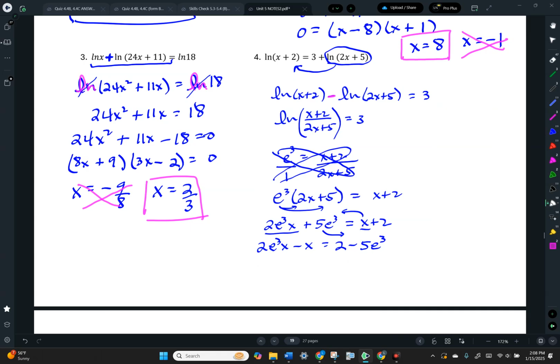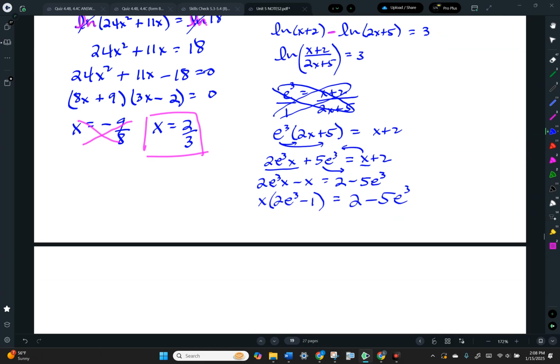If I want to solve for x, right, I've got these two x terms on the left. How am I going to separate that x from the rest of it? Well, on the left side, I'm going to take out a common factor of x. It's going to leave me with 2e to the third minus 1. On the right side, I have 2 minus 5e to the third. So in order to solve for x, just divide by that entire parenthesis. So x is going to equal 2 minus 5e to the third all over 2e to the third minus 1.